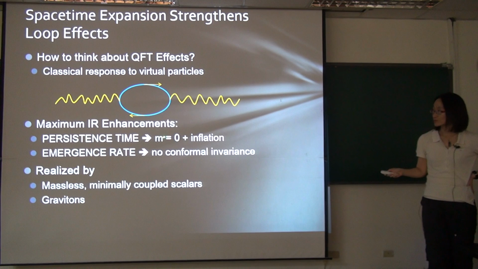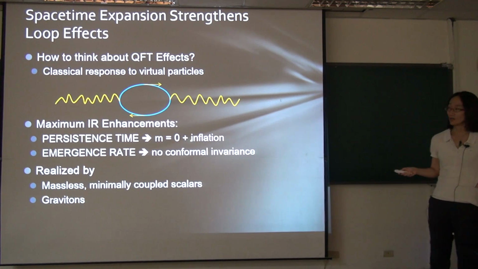The funny thing is most massive particles have one property: conformal invariant symmetry. And if the theory has a conformal invariant symmetry, you will suppress the emergence rate from the vacuum. So that is contradictory, because we said the massive particle can live longer during the primordial inflation, but not many massive particles emerge from the vacuum.